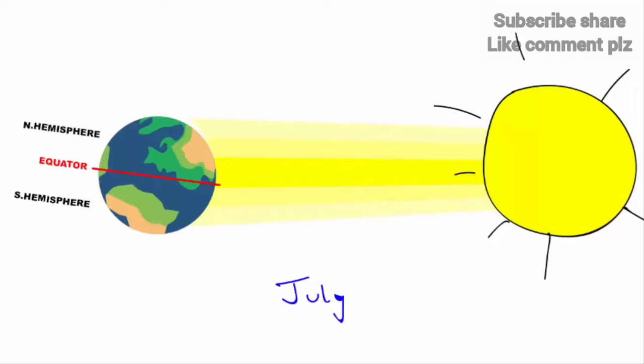Likewise, in the month of July, the northern hemisphere witnesses summer season. Now this time, the southern hemisphere of the Earth is tilted away from the sun, and that makes the northern hemisphere exposed more towards the sun rays.